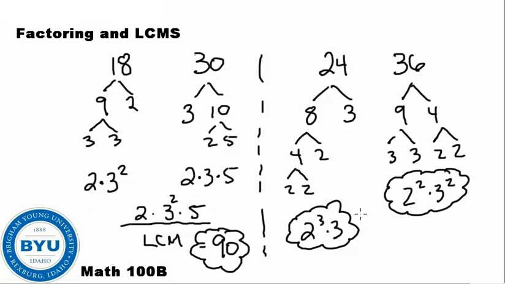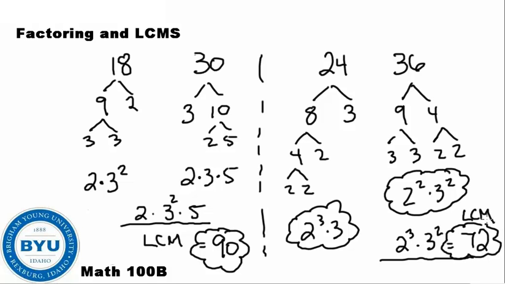To get the LCM, we would want the largest amount of each prime. So the largest amount of 2's I see is 2 cubed, and the largest amount of 3's I see is 3 squared. So the LCM would be 2 times 2 times 2 times 3 times 3. I typed that into my calculator, and I got the answer of 72. That's the LCM. Okay, well, nice work.